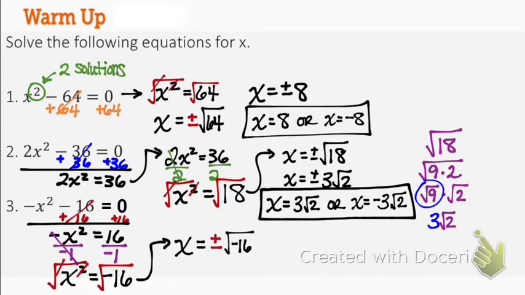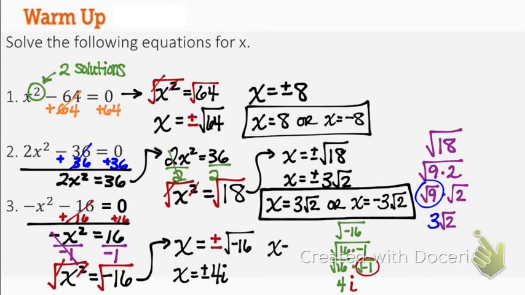Is there a problem? Negative. Yes. Square root of negative 16, I need to break apart to be 16 times negative 1. So I have the square root of 16 times the square root of negative 1. Square root of 16 is a whole number. What is it? 4. What is the square root of negative 1? i. So x is equal to positive or negative 4i. x equals 4i or x equals negative 4i.